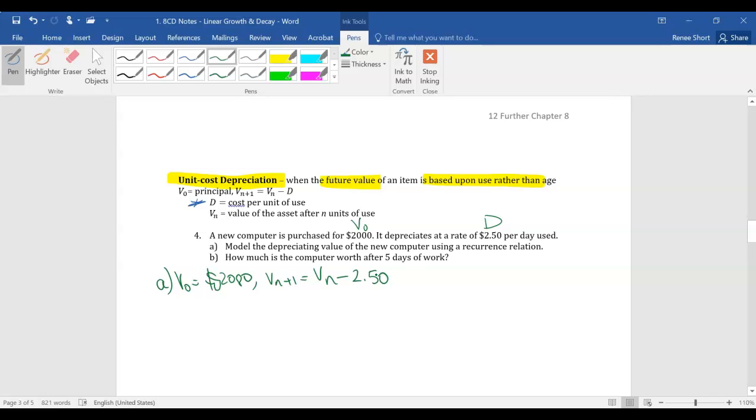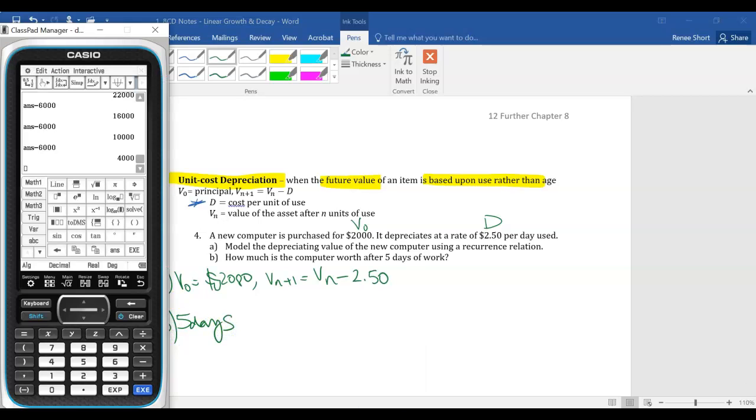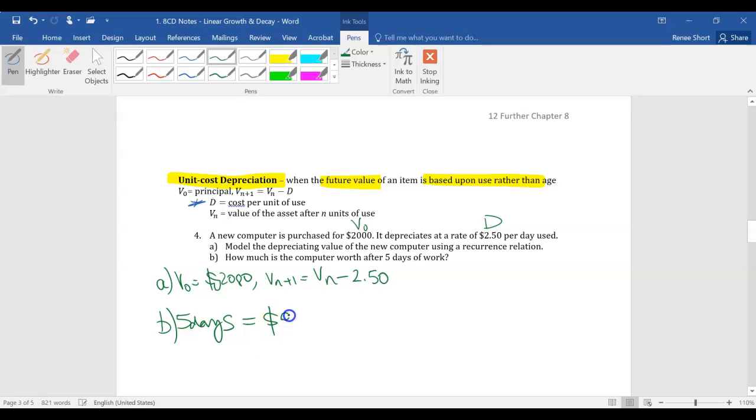Now, B, it says how much is the computer worth after 5 days of work. So 5 days is what we're trying to figure out. Remember, I mean, this one's quite easy. Small numbers. I could work this out in my head, but I could just pop it in here of 2,000 and then do minus 2.5 and now count 1, 2, 3, 4, 5. So after 5 days, the computer's worth $1,987.50. So it's lost $12.50 in value in those 5 days, which doesn't seem like much, but you can imagine how quickly then that will decrease.